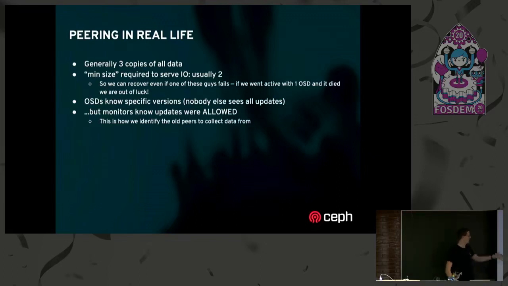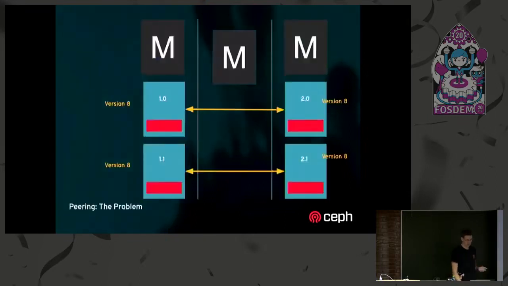Now, the way this works is that the OSDs know the specific version that everything's at. We don't want anyone else to know the exact versions they're at, because that would mean talking to them on every update. But the OSDs know the exact version they're at, and the monitors know that updates were allowed. The reason we do work to make sure that's the case is that when someone becomes a new primary, they need to know who to go ask for the data. And so the OSDs report into the monitors, hey, I am going to go active, and so mark down that I'm allowed to make changes. And this is one of the things that we do just to make sure that we can stay absolutely consistent, and so we know who to talk to.